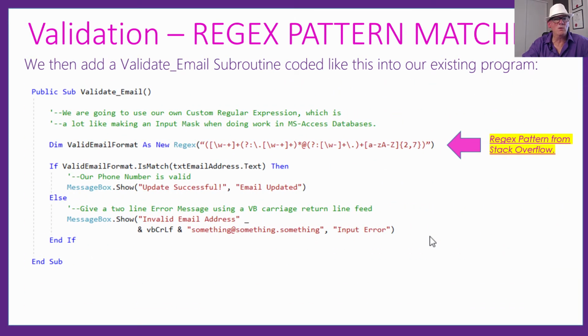And then it's pretty much the same as we just did for the phone number. You just Dim this valid email format. It's this big long thing we got off Stack Overflow, and that's our new regex. Then, does what they typed into that email text box match up with what we've defined in the previous line as our valid email format? And I've got "our phone number is valid." Oh, well, that should say "our email address is valid," that comment in the code. All right, I'll have to go and fix that in the code. I'll have to remember to do that.